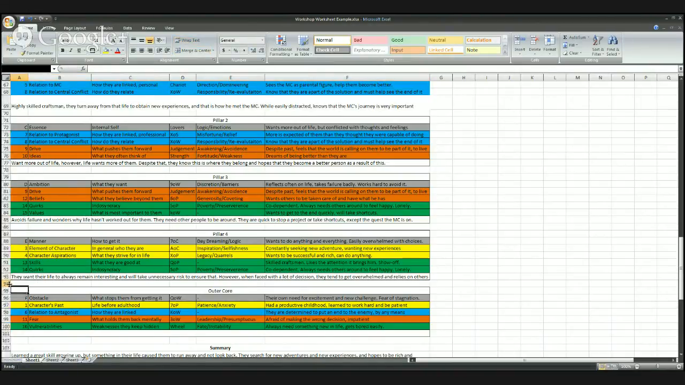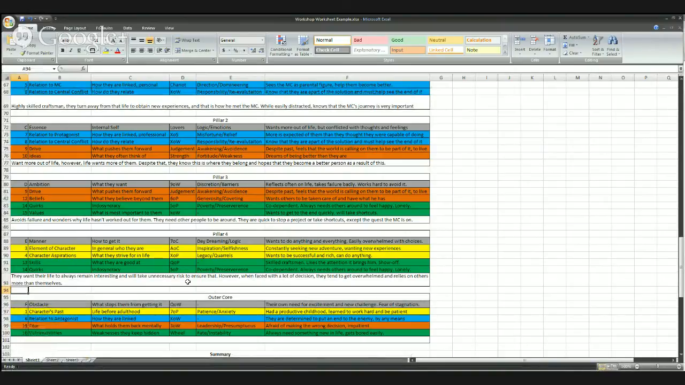Okay, so last one, the Outer Core. Their obstacle: their need for excitement and new challenges, fear of stagnation, had a productive childhood, learned to work hard and be patient. They're determined to put an end to the enemy by any means, afraid of making the wrong decision. They're impatient, always need something in life and get bored easily.